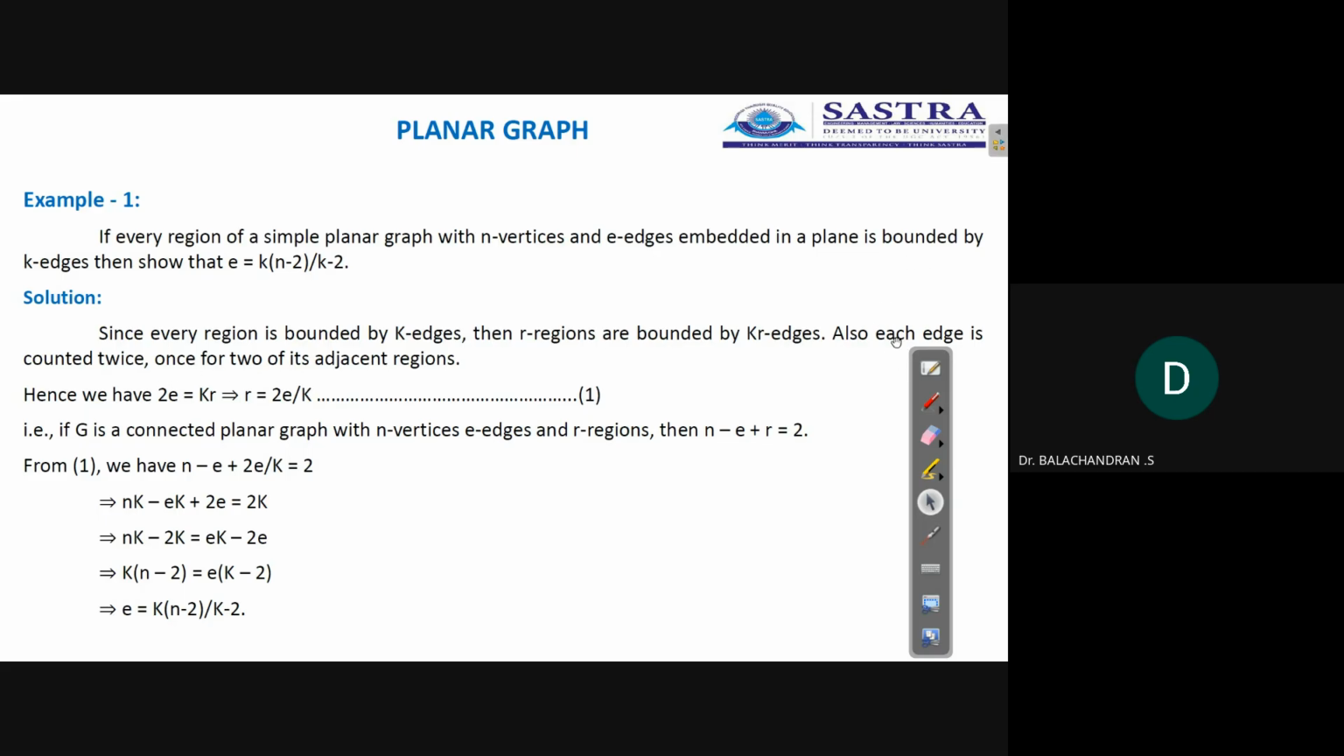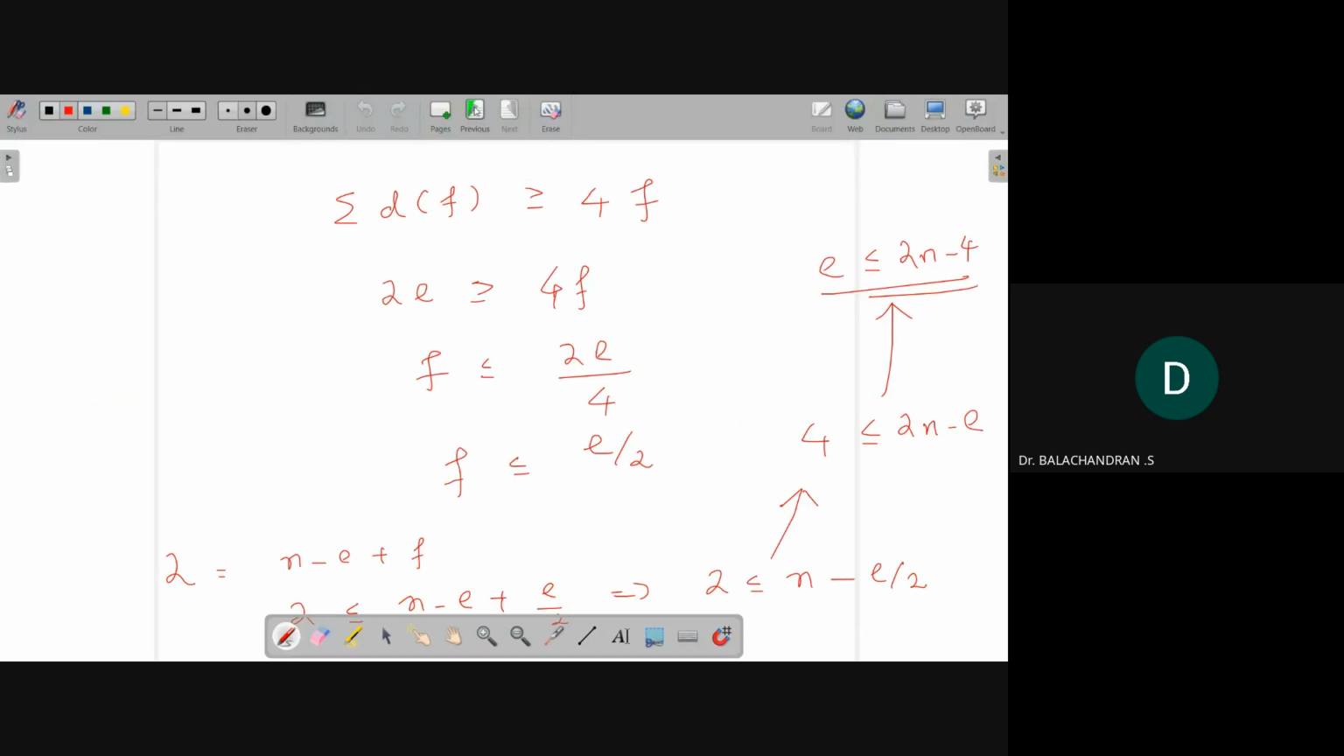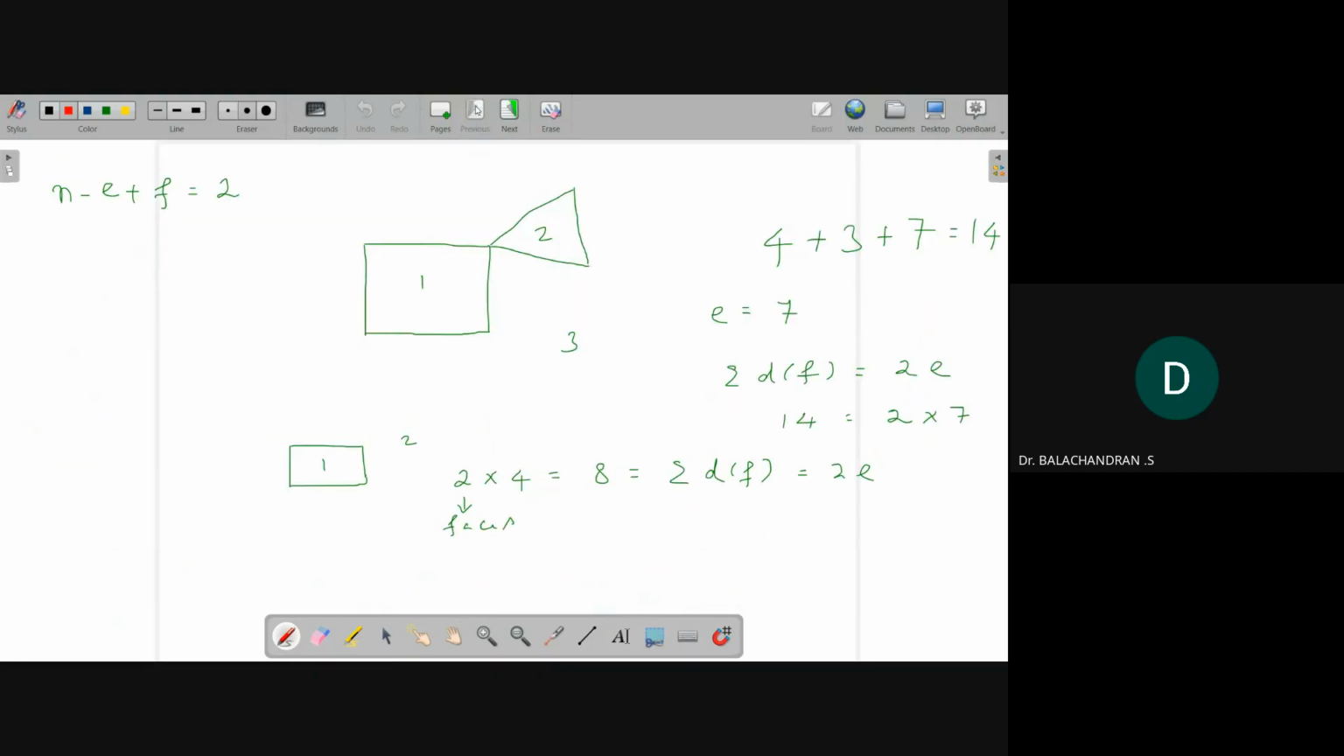For example, I will take this graph. How many regions? One, two, three. Three is the infinite region. Don't confuse it with this other graph. Here, one, two, three. These two are bounded regions, and this is the infinite region.